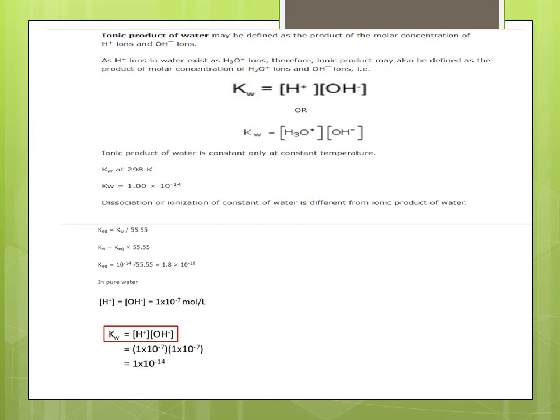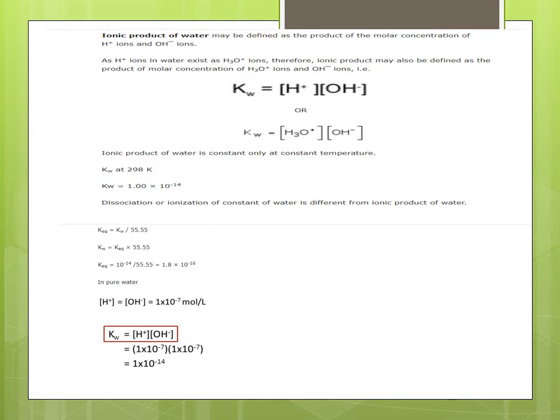Now, the value of Kw at 298 Kelvin is 1.00 times 10 raised to power minus 14. The dissociation or ionization constant of water is different from the ionic product of water. It can be written as K equilibrium is equal to Kw upon 55.55. So Kw will be K equilibrium times 55.55.